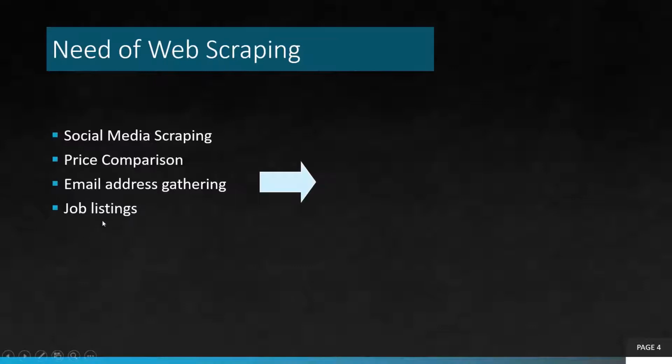Now, the fourth application is job listings. Details regarding job openings and interviews are collected from different websites. For example, we can see that Naukri.com, Monster.com, etc. collect the job descriptions or job listings from the company websites, and then they put it on their own sites. They extract that data and put it on their websites. Right. So these are the real life examples which we use.